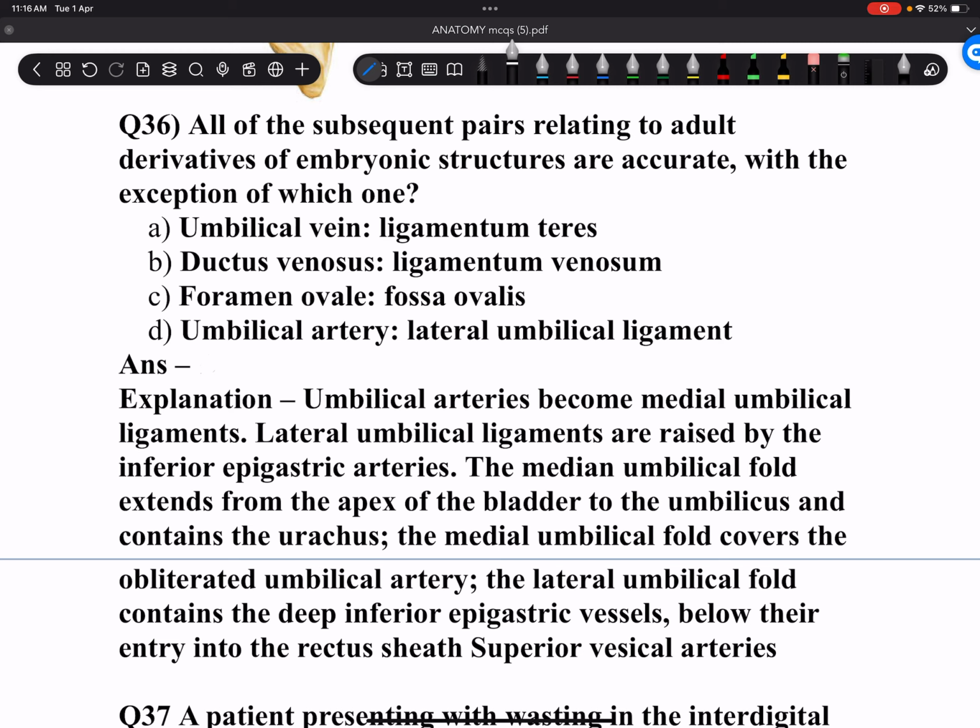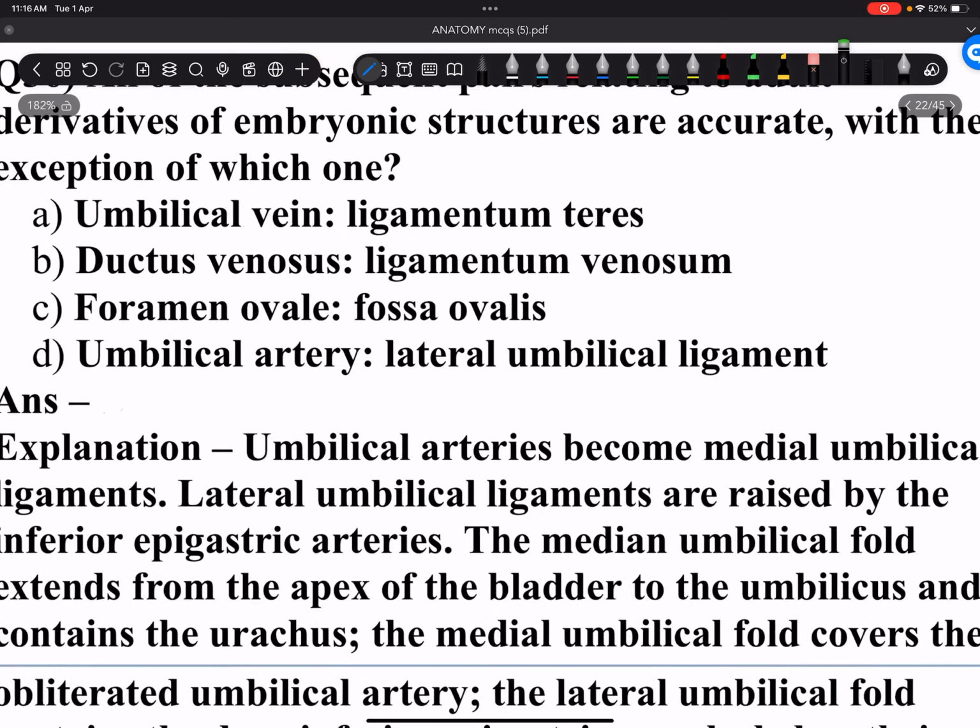So let's start with our video from question 36. All of the subsequent pairs relating to adult derivatives of embryonic structures are accurate with the exception of which one? Do focus on the exception word. So what would be the answer, guys?